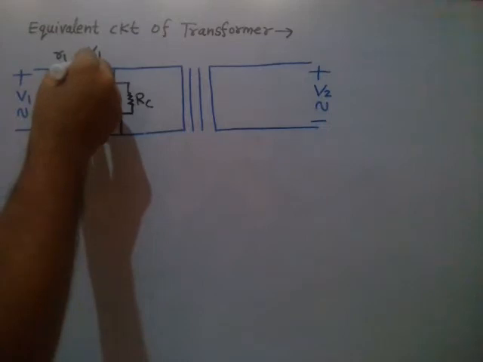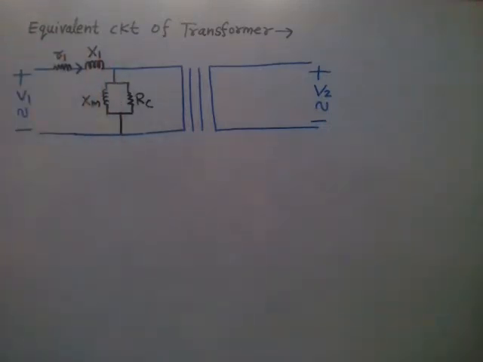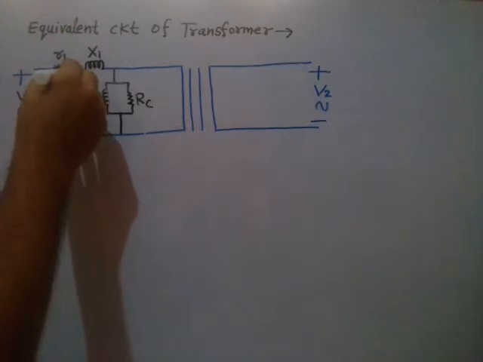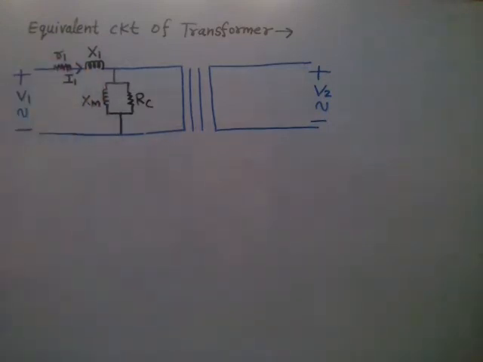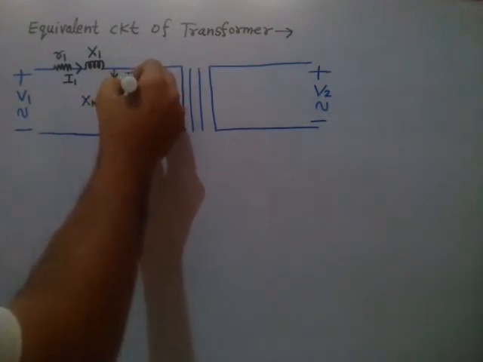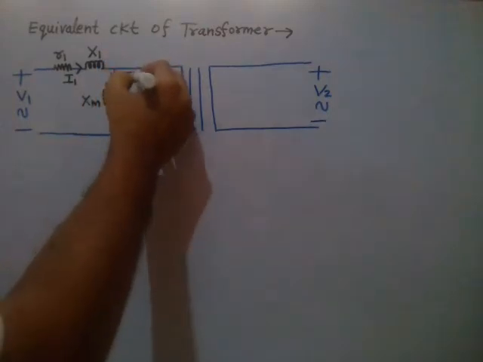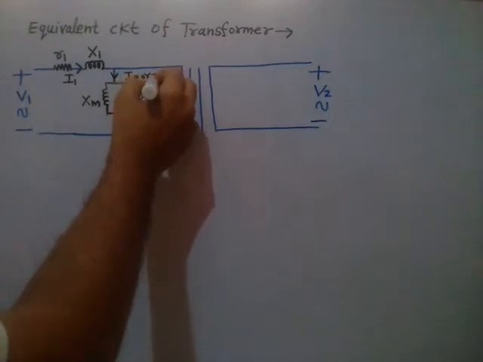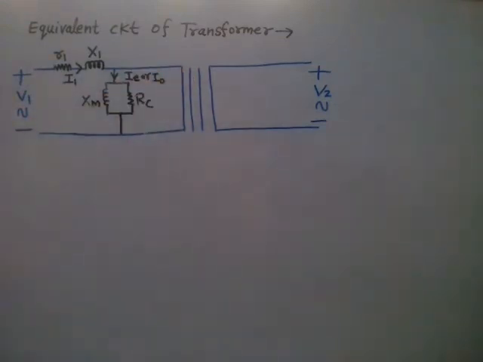So the current which is in the primary winding, we call it I1, right? The current which is flowing in the shunt branch is basically the no load magnetizing current, or you can call it the exciting current IE, or it is also represented by I naught, that is basically the no load magnetizing current, right? Exciting current or no load magnetizing current, I naught or IE.